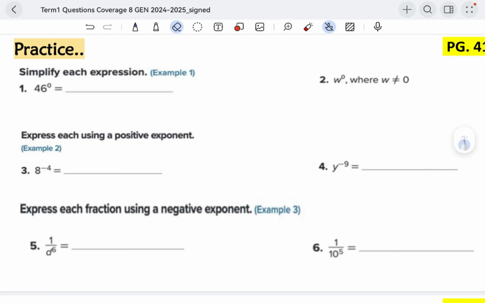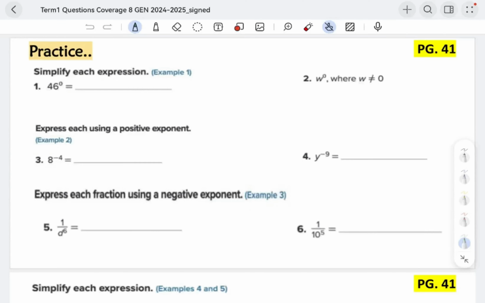Hello everyone, this is part 2 of chapter 1 revision. Don't forget to pause the video, try to solve them, and check your answers with us later. Okay, let's start with the first one.